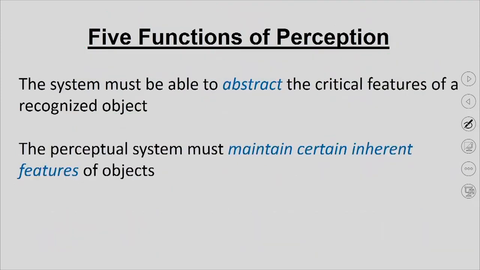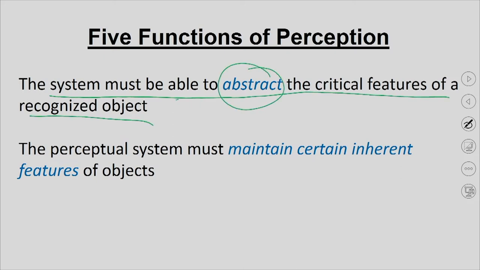The fourth step in perception is that, as I said, perception not only involves getting information about the environment and updating it, it also works in terms of certain assumptions. We have to use certain assumptions, and these are the last two things to do. The system must be able to abstract the criterial features of a recognized object. What is the meaning of abstraction? So, when I see a particular object in the environment, I should be able to gather only those features of the object which I require.